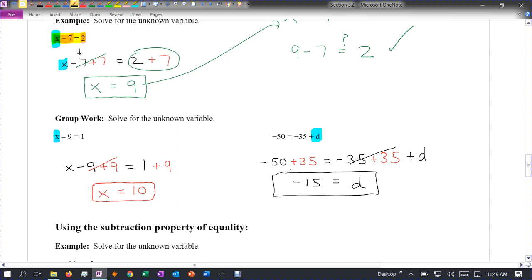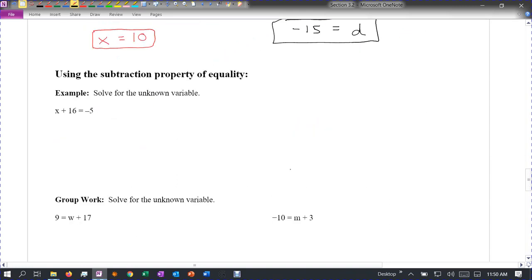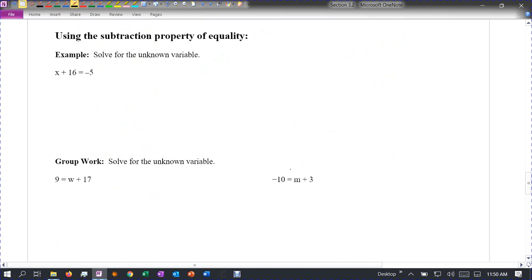There we go. Okay, so now let's try using the subtraction property. If we have this one, we're trying to isolate the x. We have plus 16 next to it. So in order to get rid of a plus 16, I'm going to have to minus a 16, or subtract a 16. Subtract 16 on the left side.